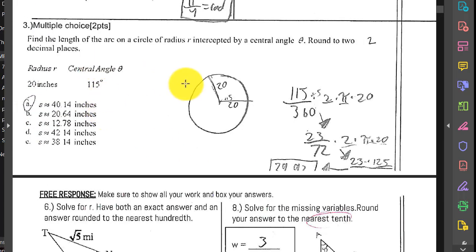Alright, this student drew a picture. I knew the radius was 20, and then the central angle 115, and basically what you're doing is you're finding this particular arc length. 115 divided by 360, 2 pi 20, and they chose to reduce, which you can, and then they hopefully multiplied and got A as their answer.